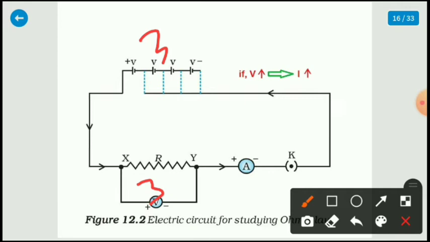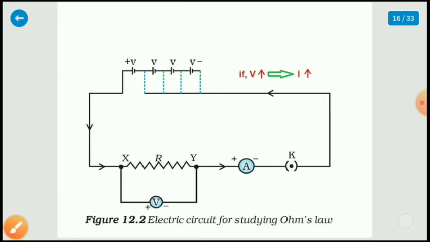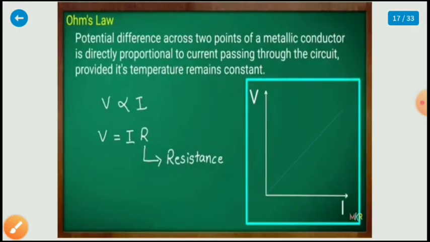Okay, simultaneously we have to measure the current also in this ammeter. As we are increasing the voltage here, the current also increases in the ammeter. So this is the illustration of Ohm's law. So we can graphically represent it like this.